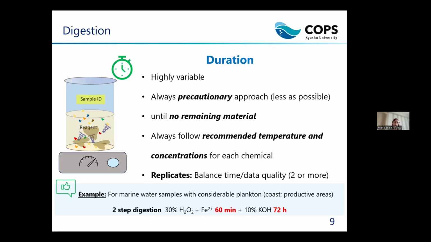And I recommend using replicates, but this will increase, of course, the duration of your digestion process, but you can find a balance between time and data quality. At least 2 replicates is recommended. If you can do more replicates, it's better. For example, in marine water samples with a considerable amount of plankton, in coastal areas, you can use a 2-step digestion, applying wet peroxidation with Fenton for 60 minutes, and after that, 10% KOH for 72 hours at 40 degrees.